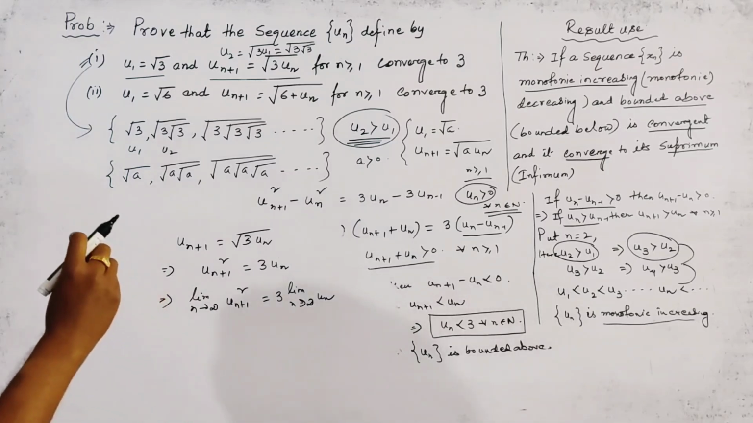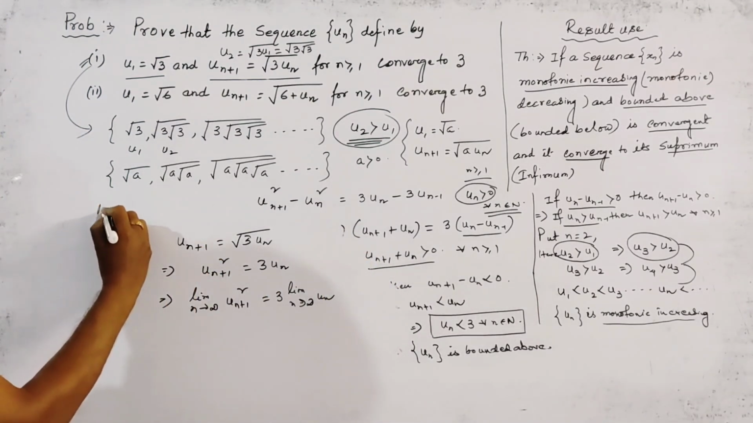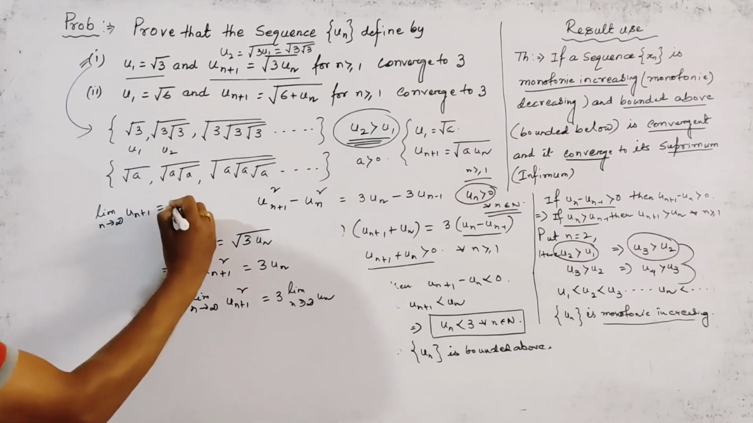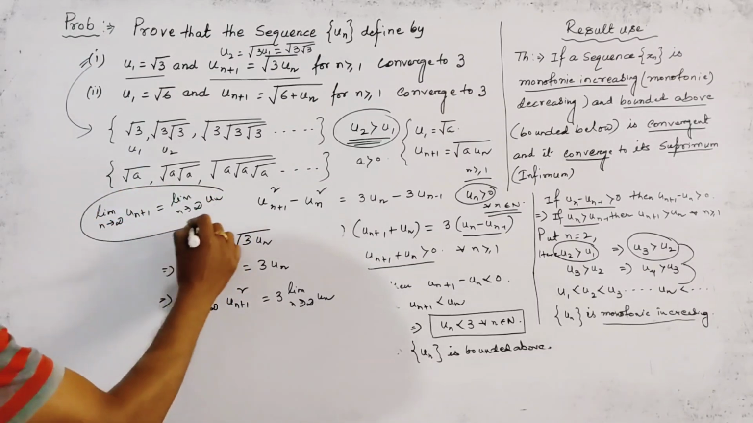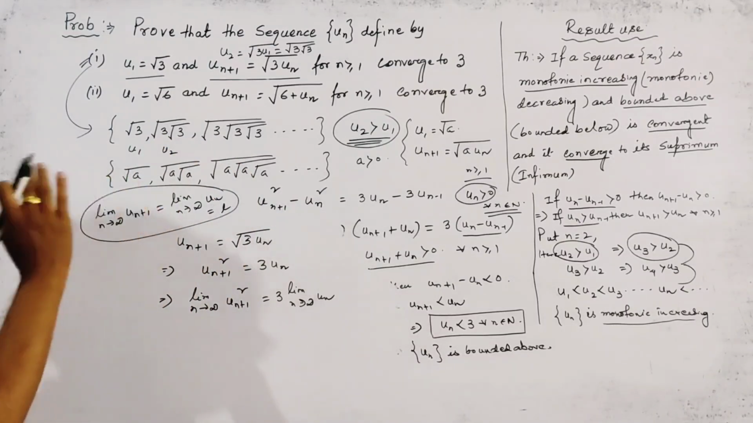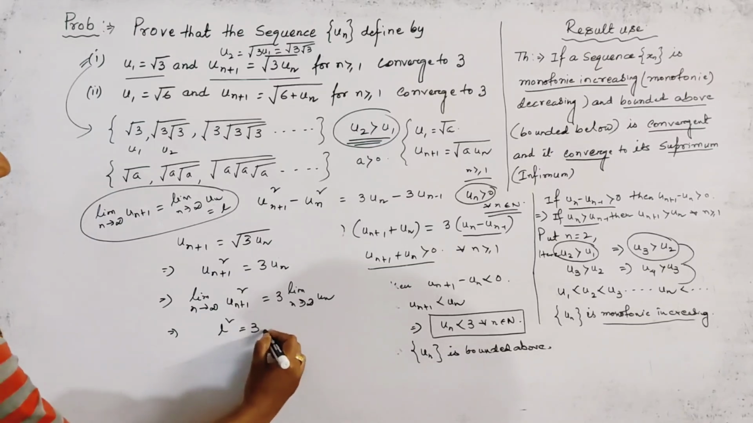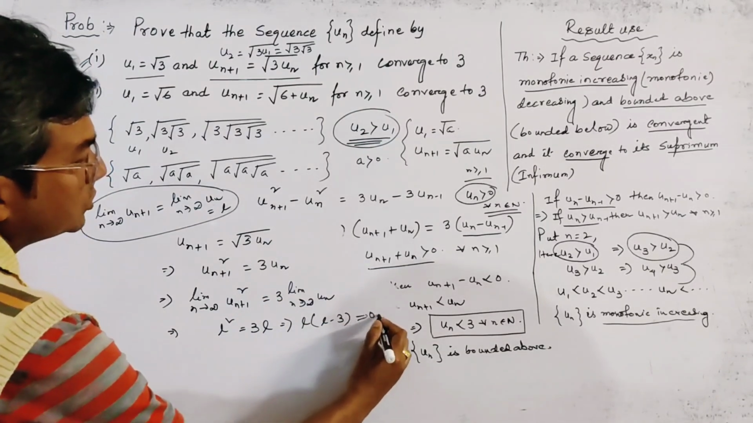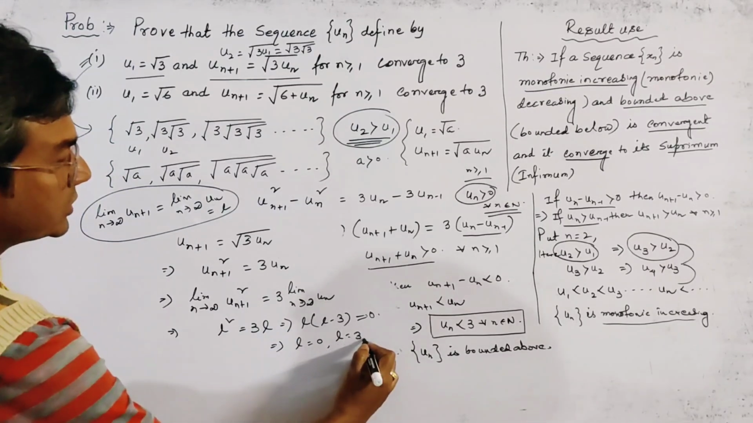Since the sequence un is convergent, the limit as n tends to infinity of un plus 1 and the limit as n tends to infinity of un must have the same value. Let it be L. This is the converging point. So we put the value: this is L square and this is 3L. Now we get L into L minus 3 equal to 0, and we get two points: L equal to 0 and L equal to 3.